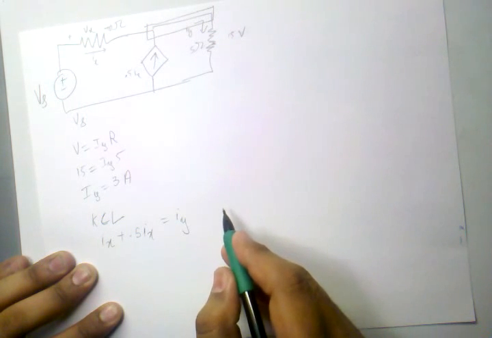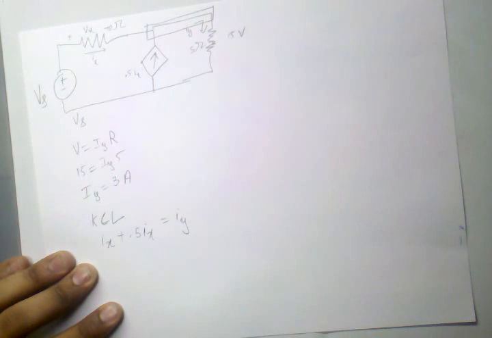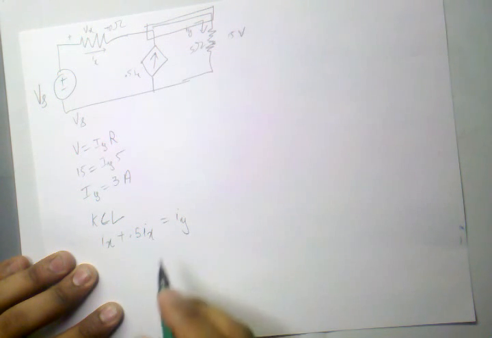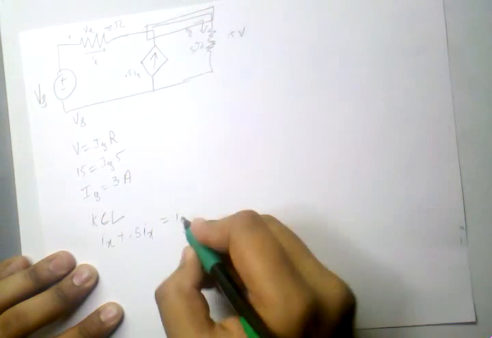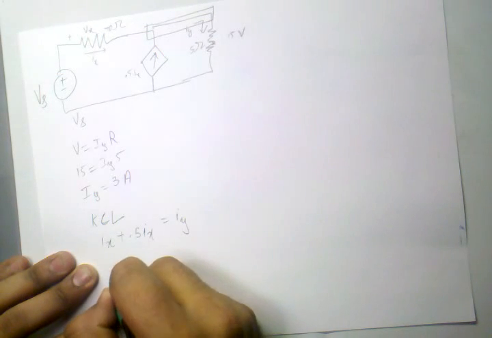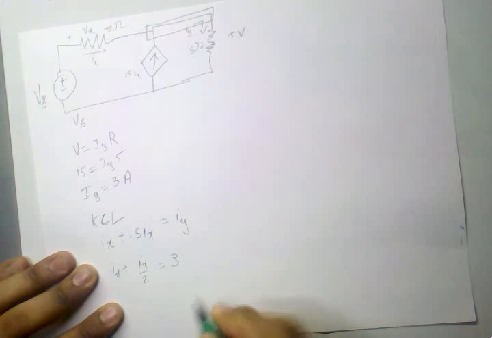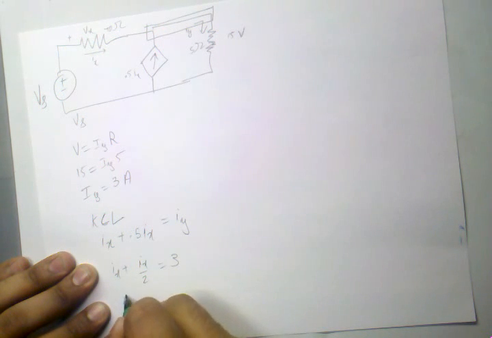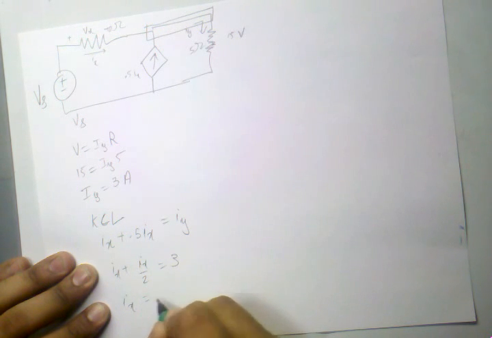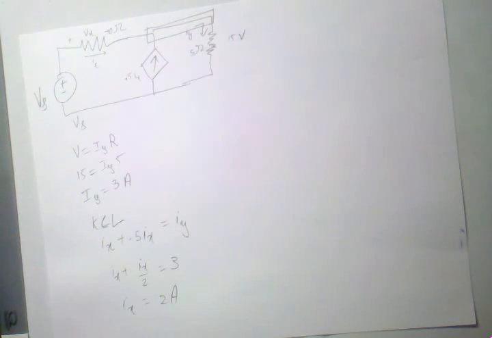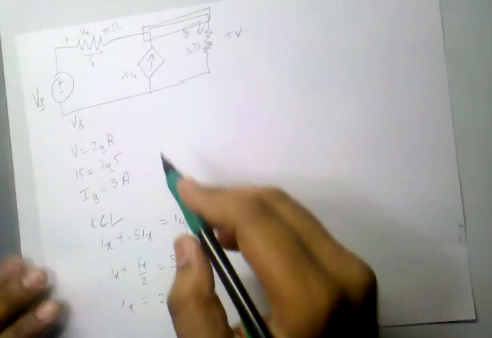Now we put in the value of Iy as 3, so we get Ix plus Ix upon 2 equals 3, so we get Ix will be equal to 2 amps. But remember, the main goal is to find the Vs.